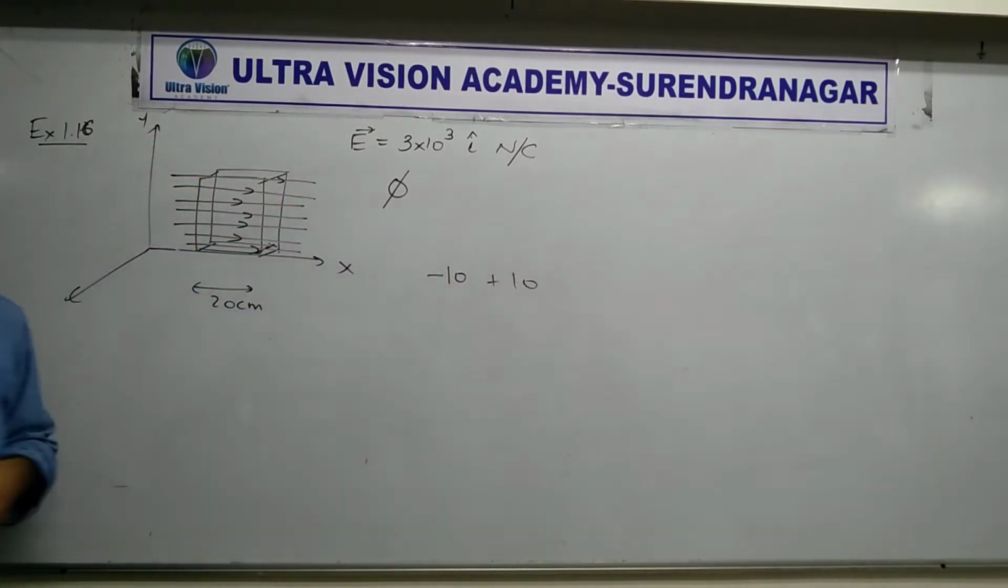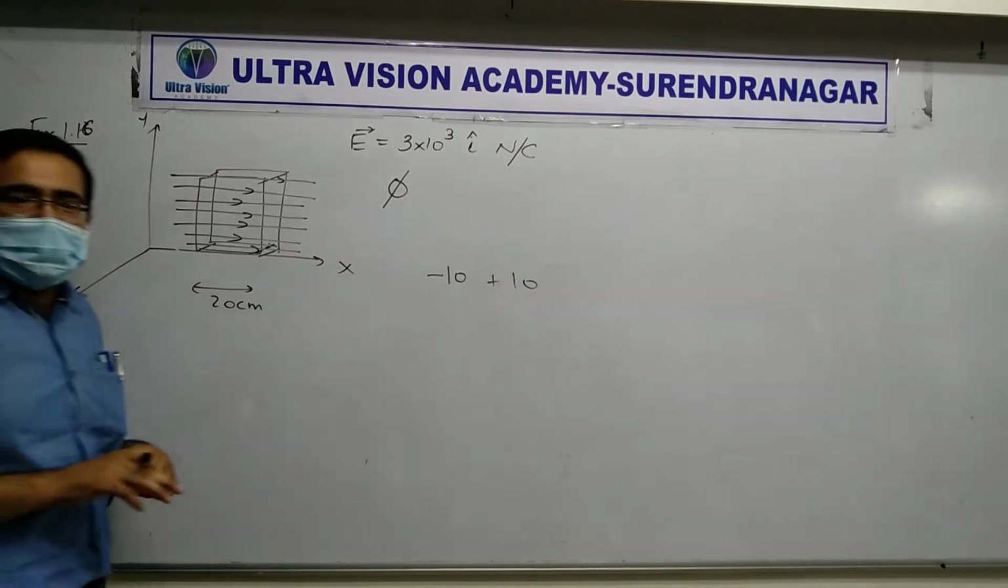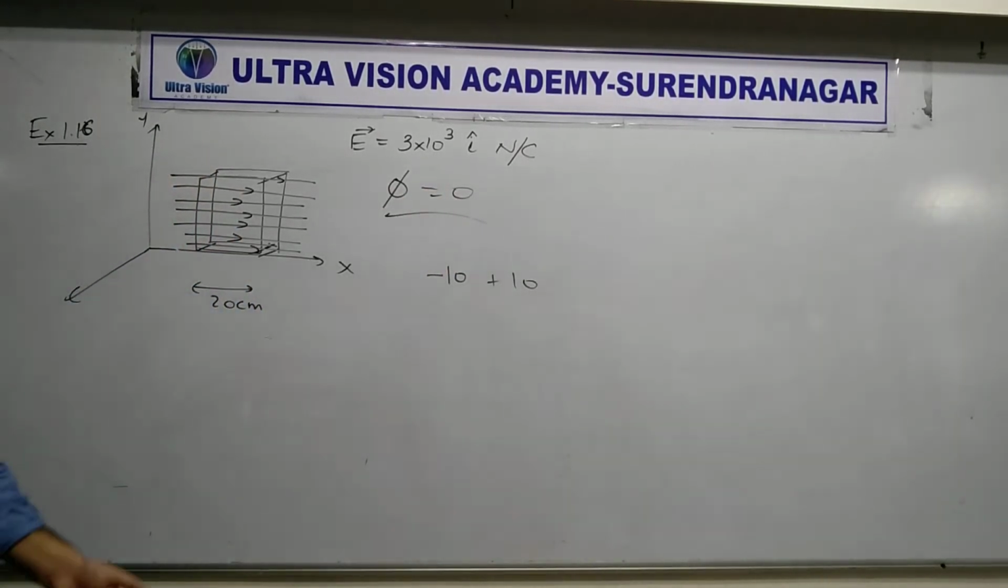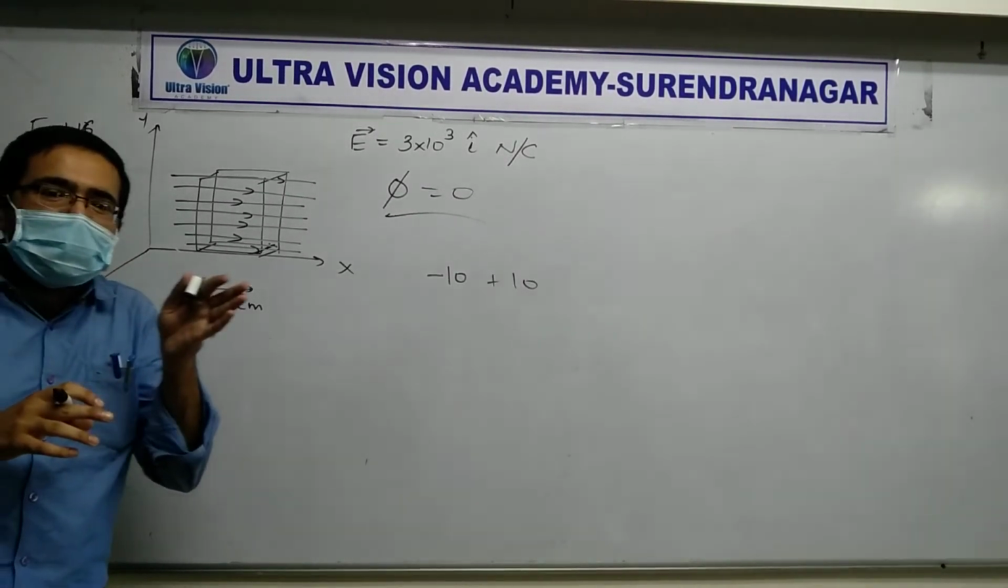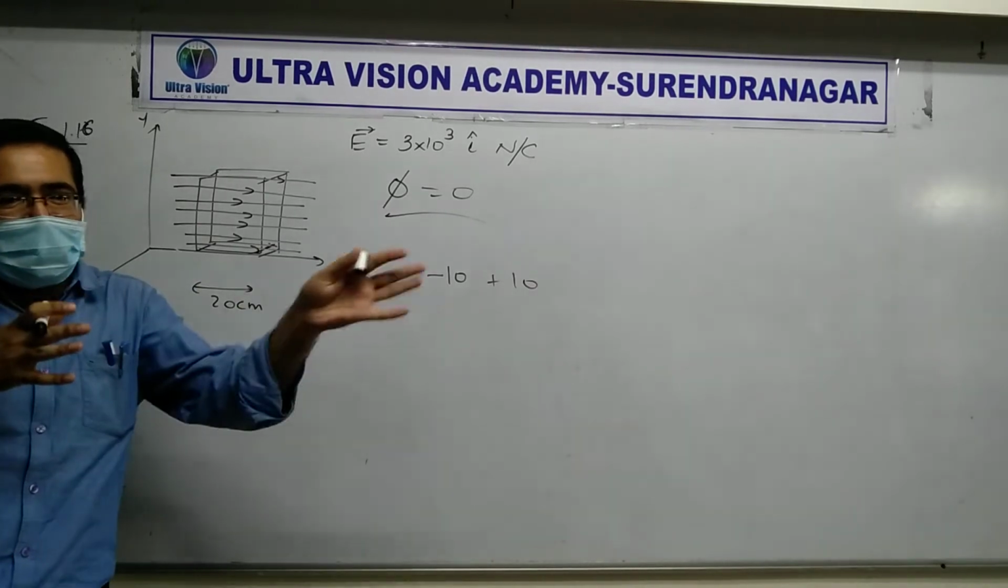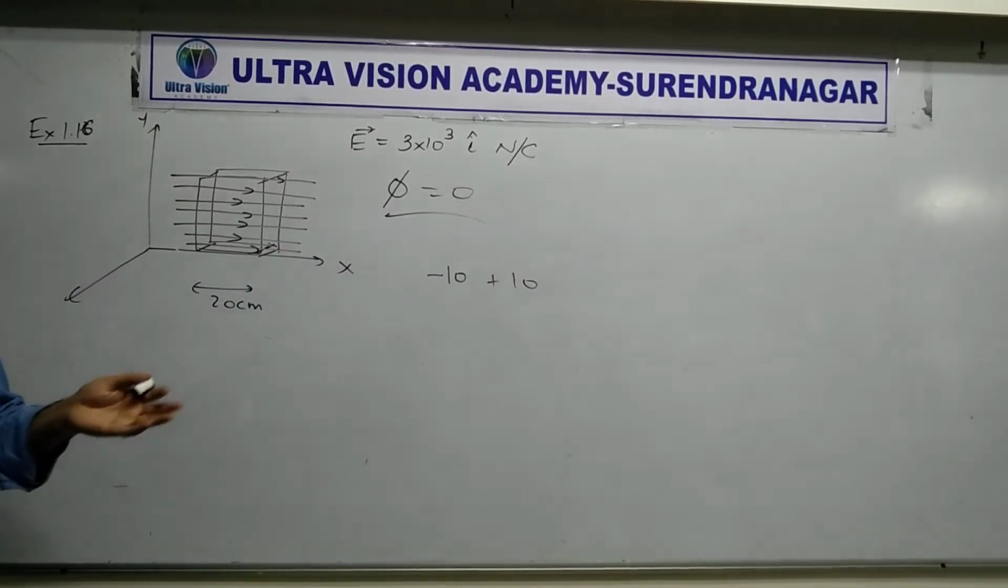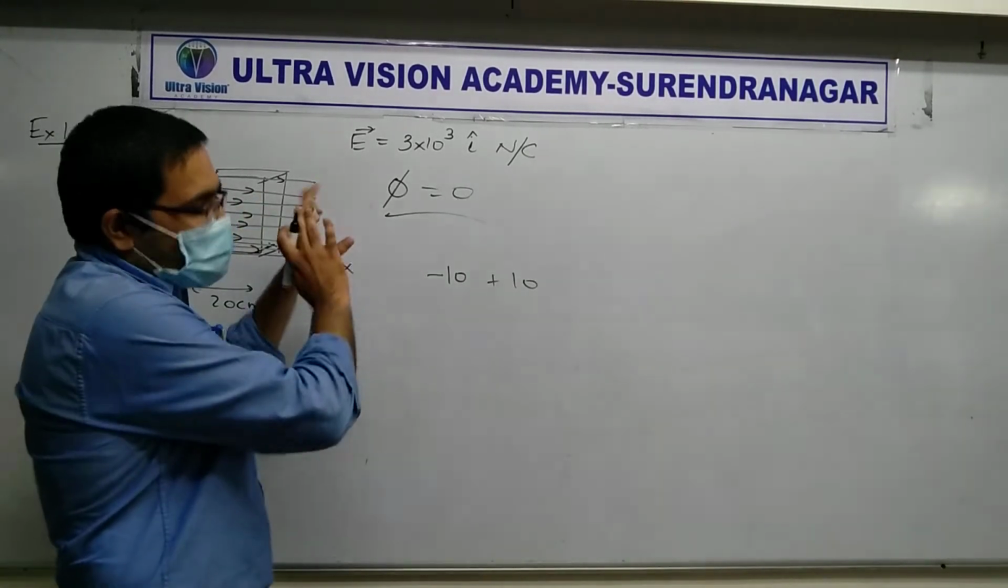Okay, so what is the net flux? What is the net flux? 0. Nothing else. Okay, flux coming in and flux going out. 10 in, 10 out, 50 in, 50 out, as simple as that. Got it? Now, this is the correct method.